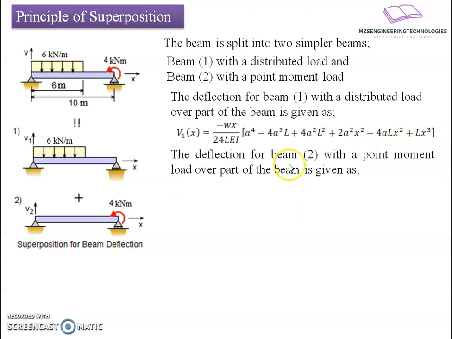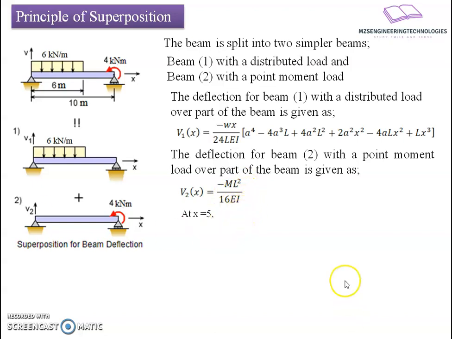Now I will apply the deflection equation for the second case, where we have a standard case. Moment is being applied at one end, and the effect of this moment will be taken care of in the calculation of displacement. It is given as V2x is equal to minus M L square divided by 16 EI.